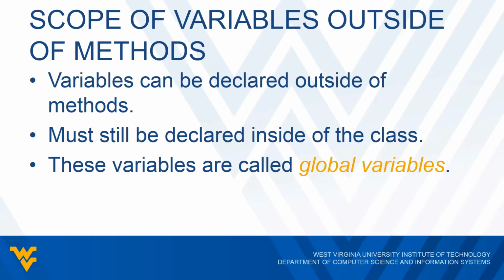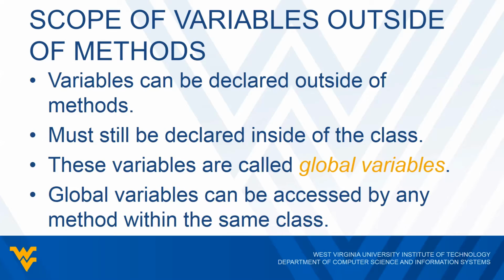Now, the scope for these variables is that they can be accessed anywhere. So if I declare a global variable, it can be accessed by any method within that same class. Now, different classes, that's a whole other story that we'll get into a little bit. But within the given class, all methods can access any and all global variables.